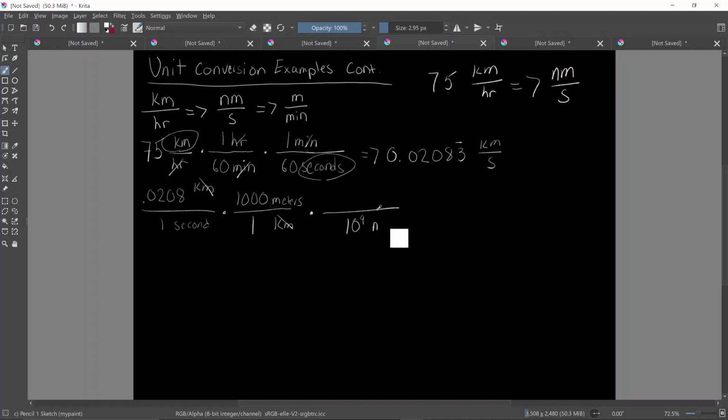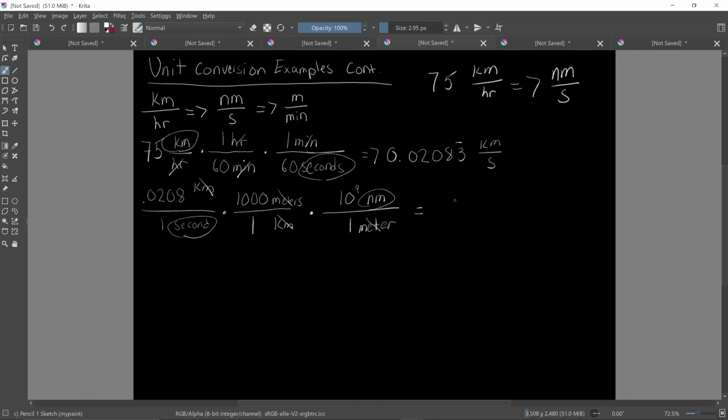Oh, see, it's easy to flip these around all the wrong way. As you can see, I just did. But it's 1 meter for 10 to the 9th nanometers. And this will give me, once the meters cancel, nanometers per second. And that's what I'm looking for, so that's great.